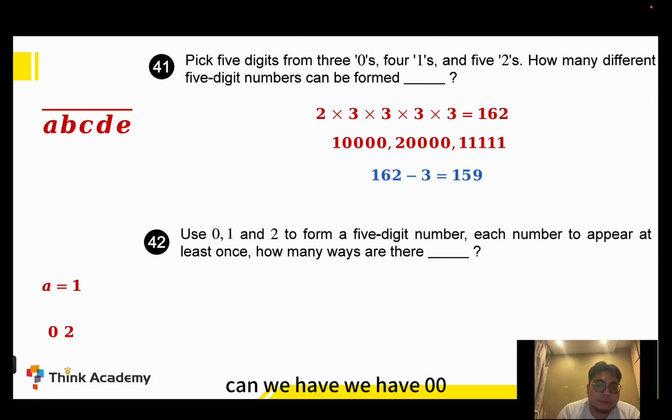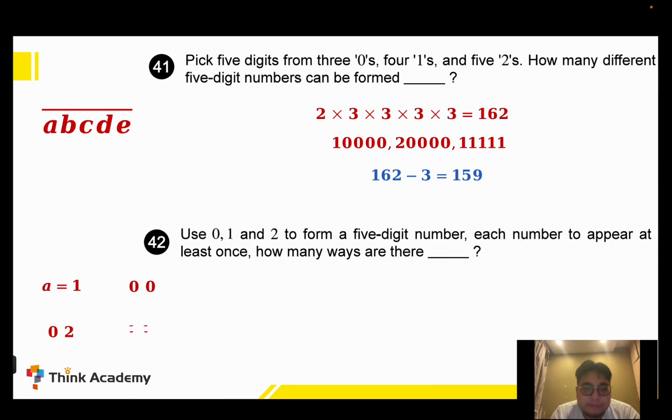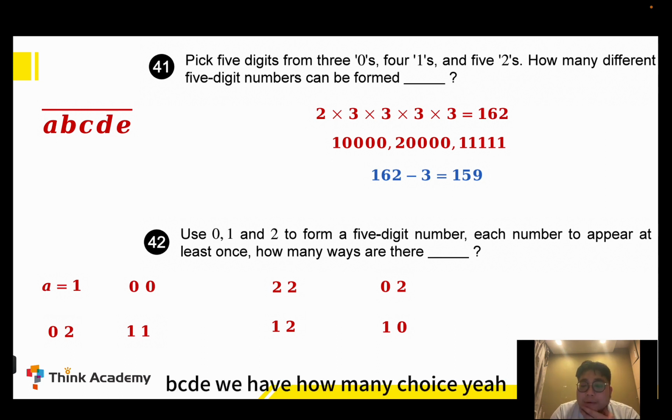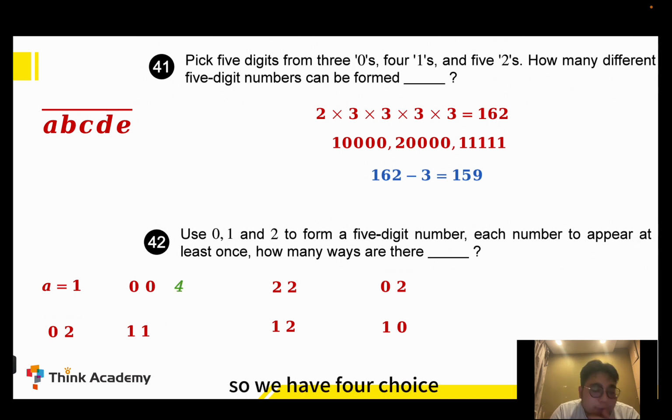So how many choices can we have? We have 0 0, 1 1, 2 2, 1 2, 0 2, and 1 0. This is 6 choices. Now let's figure out, in each choice, how many situations we can have. For 0 0, we have 1 0 0 2. You only need to make sure about the 2's place. So for 2, where B, C, D can be, how many choices? We have 4 choices. I can put 2 in the last 4 digits.